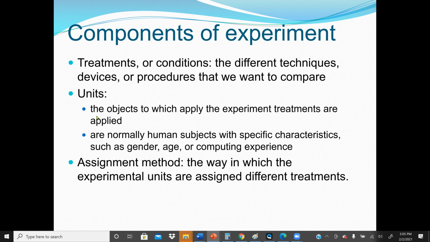Then units are the objects to which the experiment treatments are applied. If it's applied to participants playing a game, normally these are human subjects, participants with specific characteristics, such as gender, age, or computing experience. So you have participants who are testing the computer game using different forms of interaction with the computer, that is, user interaction with the computer system.